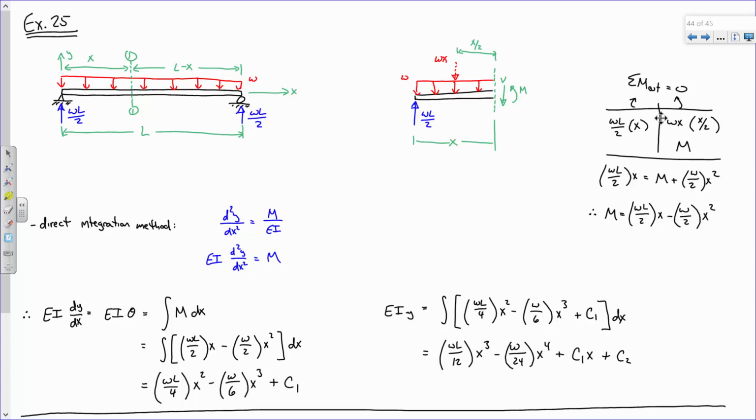Okay, and remember, our maximum slope is going to be either at x equals 0 or x equals L. I mean, take that expression, plug in x equals 0 or x equals L. You're going to get the same value but opposite signs. Okay, promise. Sound good? All right. Any questions?